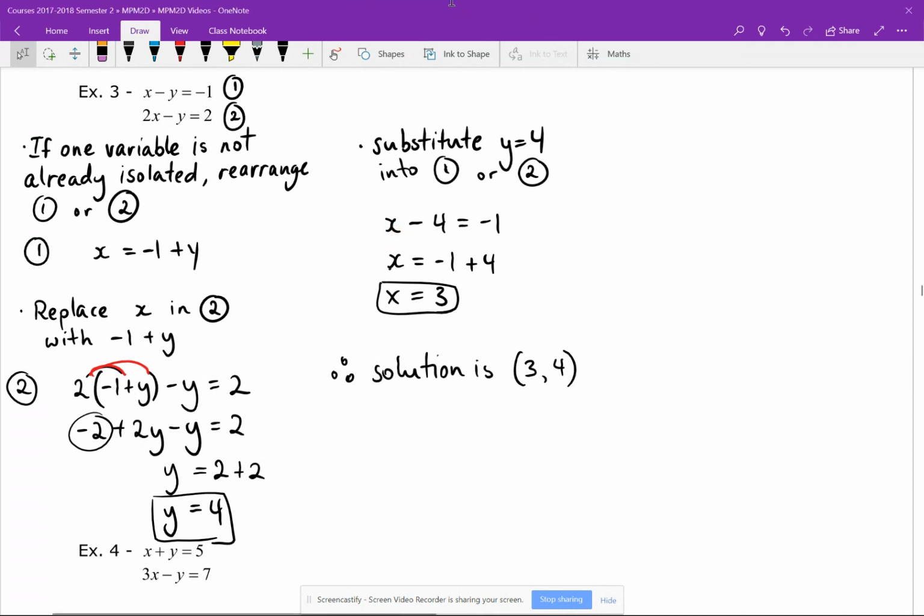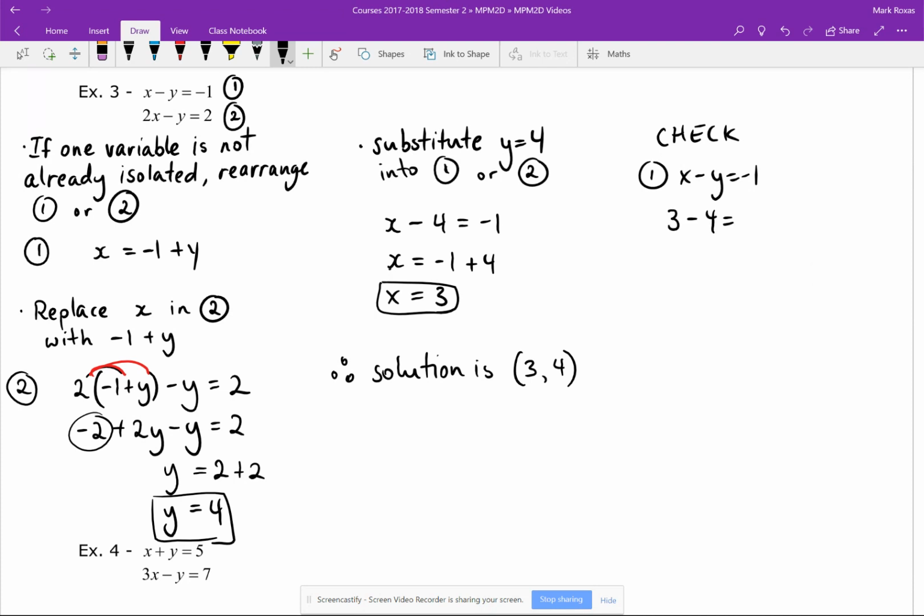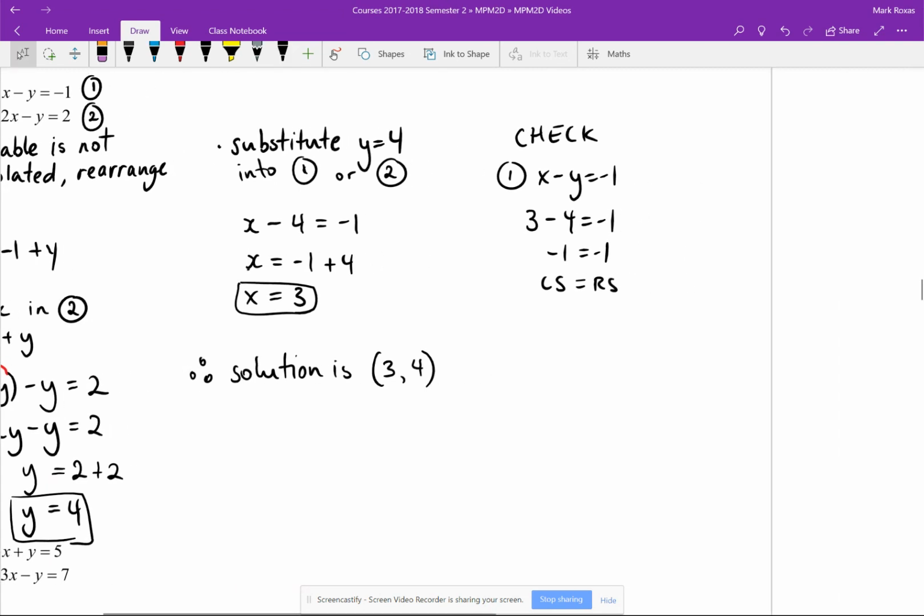Okay, and then you check your work. Always check, check, and check. So equation 1, x minus y equals -1. Plug in your values. 3 minus 4 equals -1. So -1 equals -1. Left side equals right side. Very good. And you check the second equation.